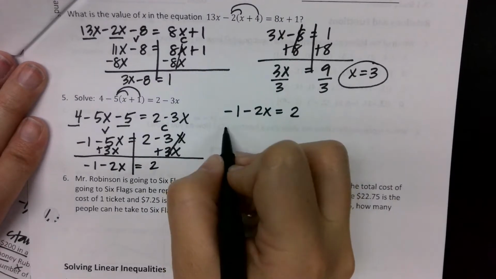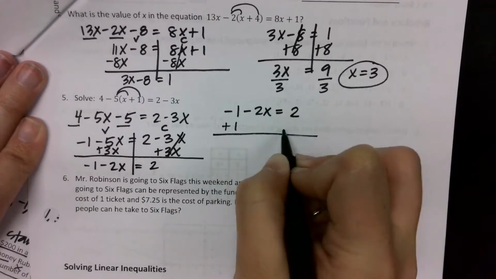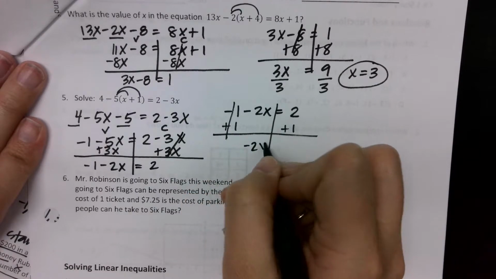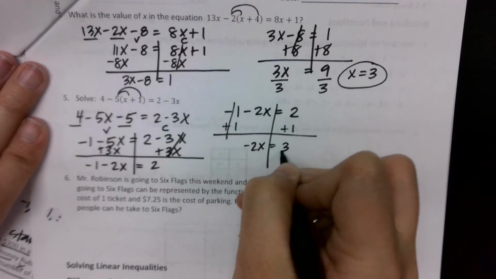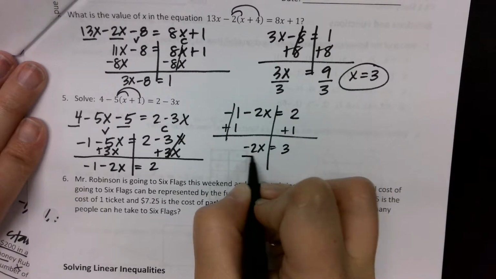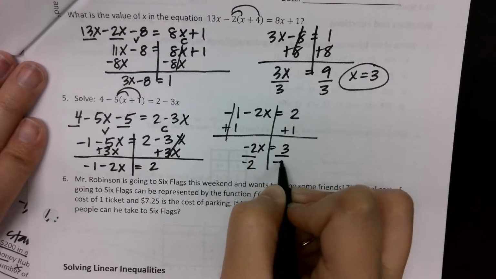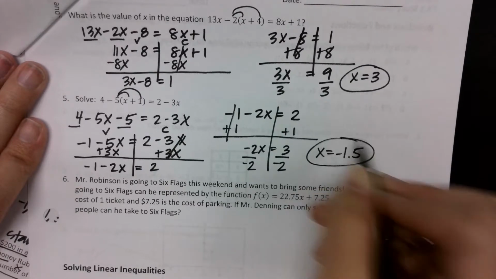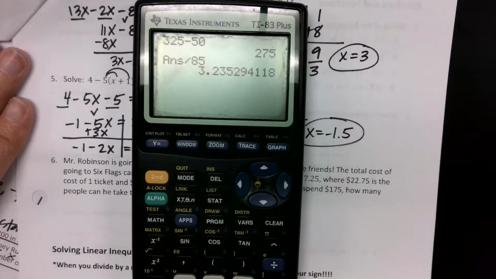Inverse operations. Add 1 to both sides. Bring down my negative 2x. 2 plus 1 is 3. Divide by negative 2. X equals negative 1.5. How do I know that? 3 divided by negative 2, negative 1.5.